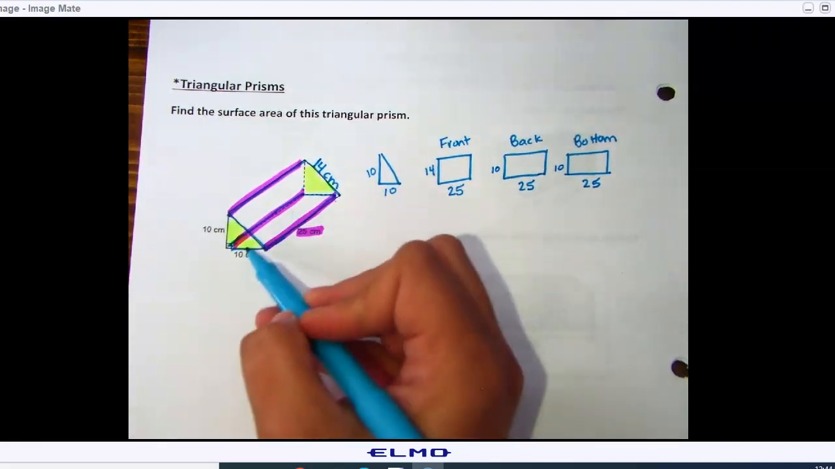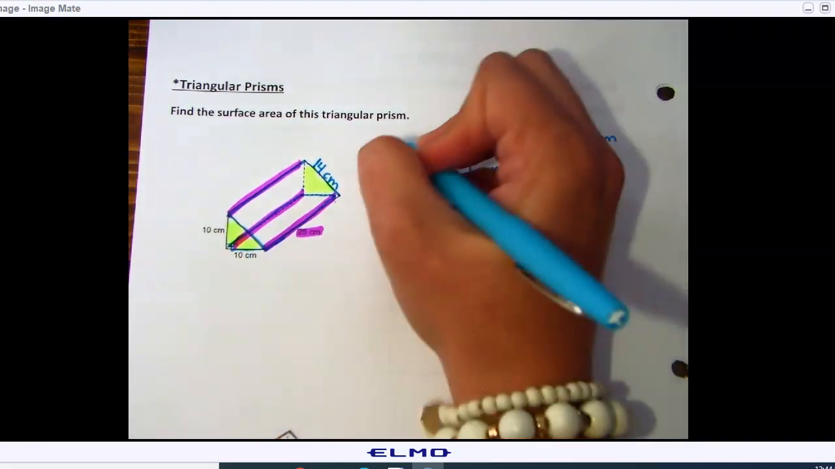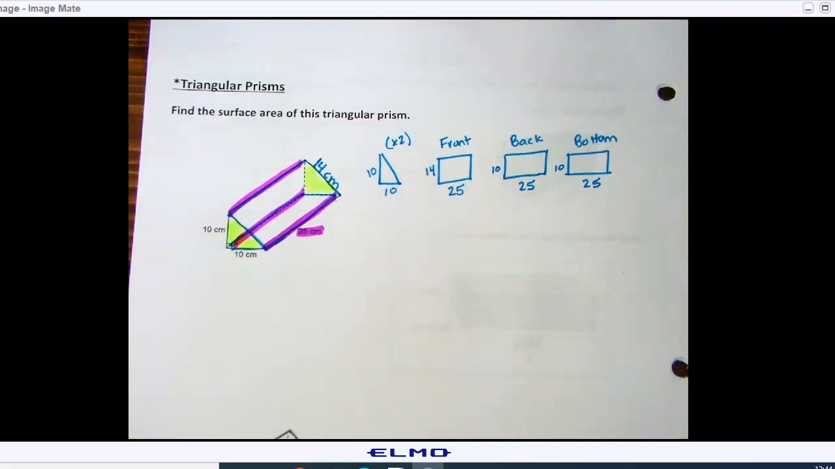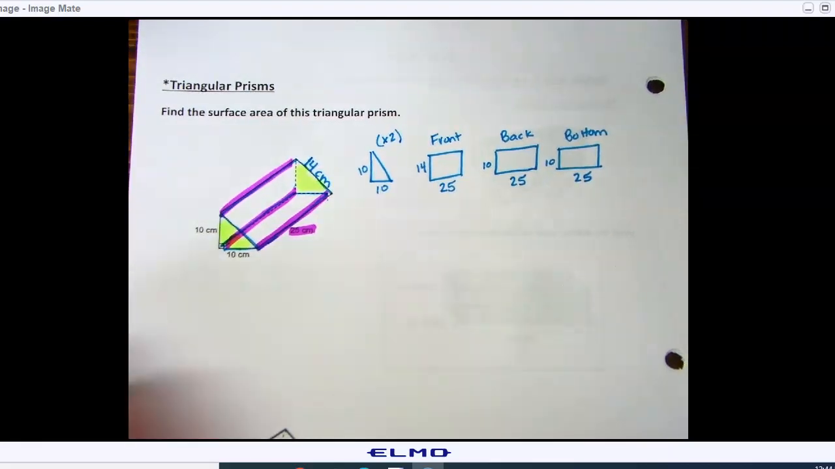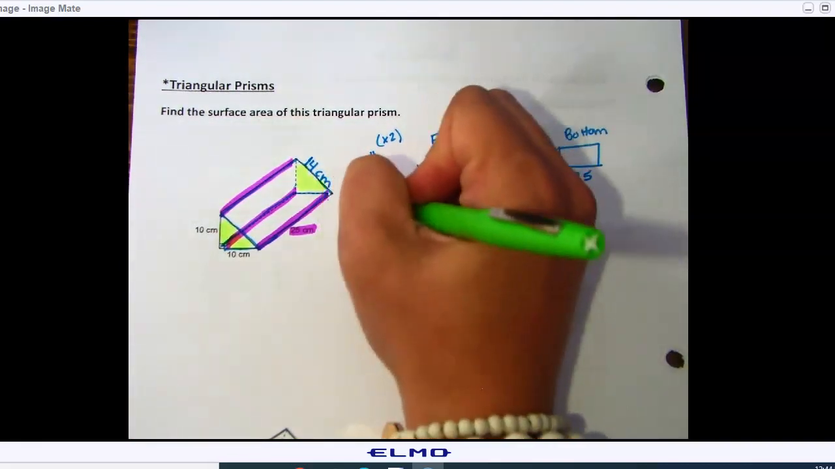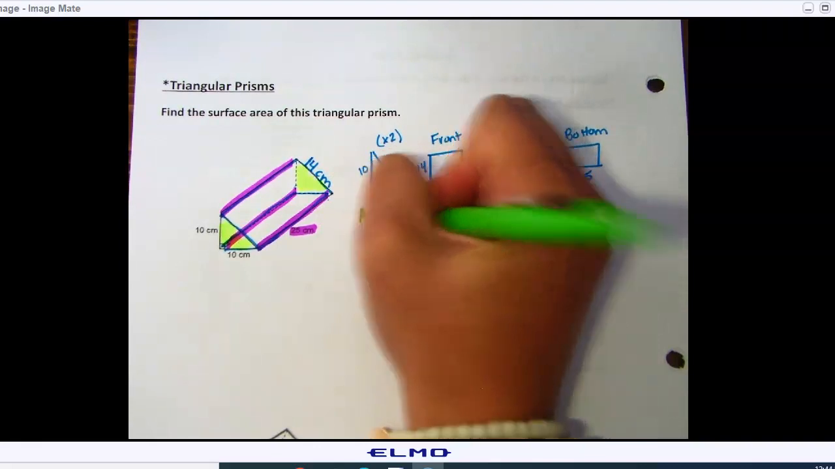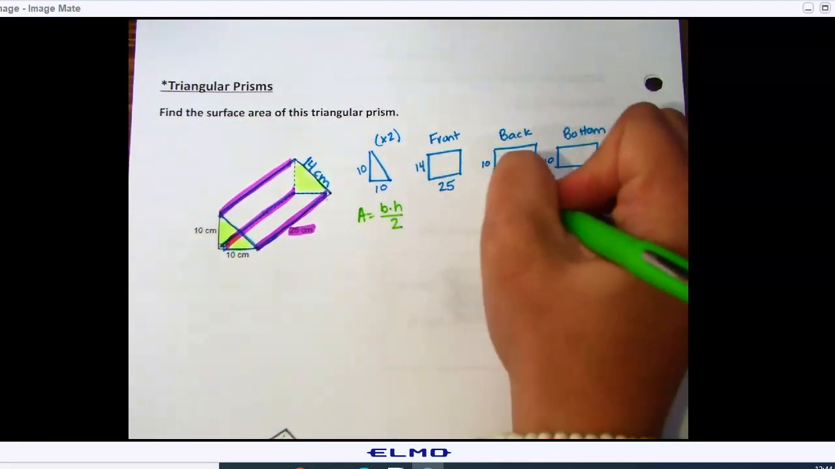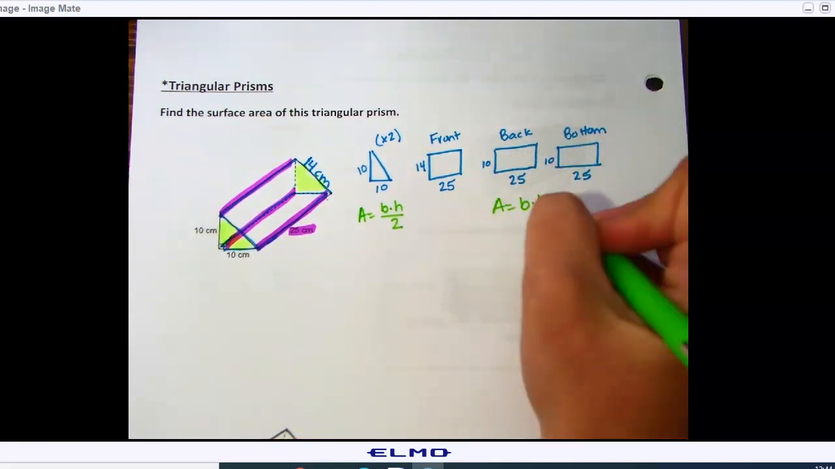Something I forgot to tell you, I know we said we had two triangles, so I'm going to put up here times 2 instead of drawing that picture twice. Okay. So once we've got this information, we just do what we know to do. Find the area of each. Base times height divided by 2 for our triangle. And then for these three, area equals just base times height.